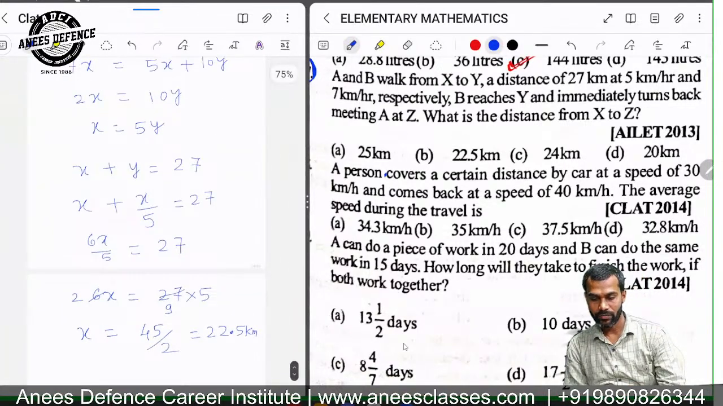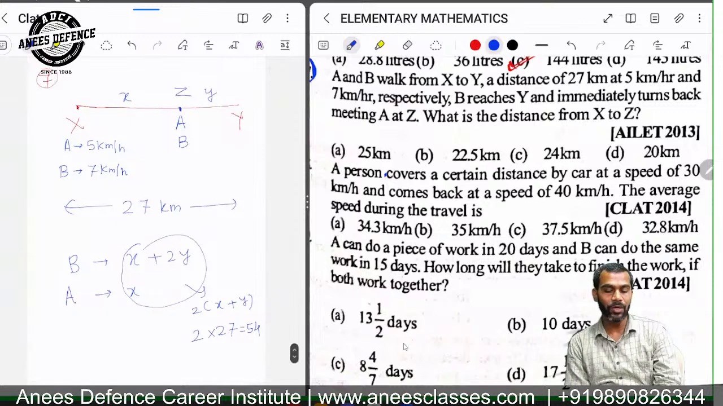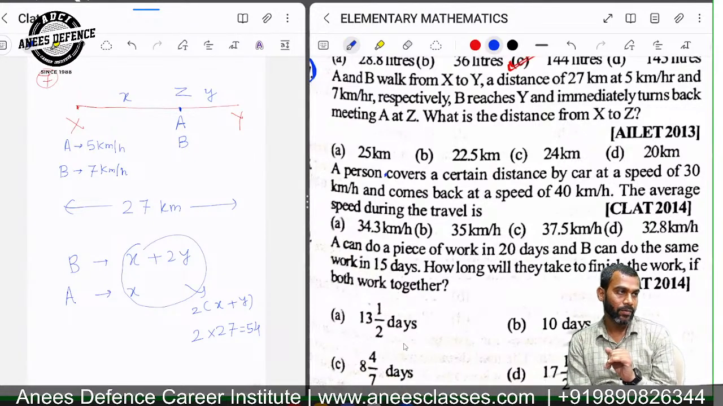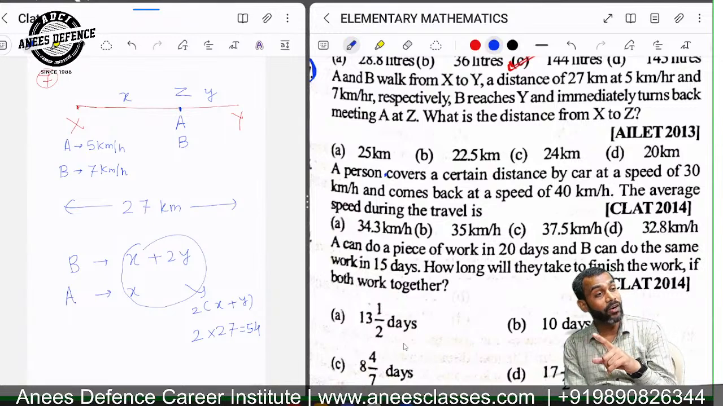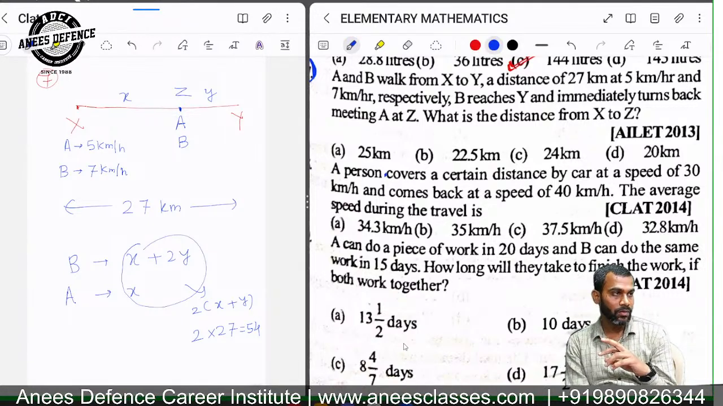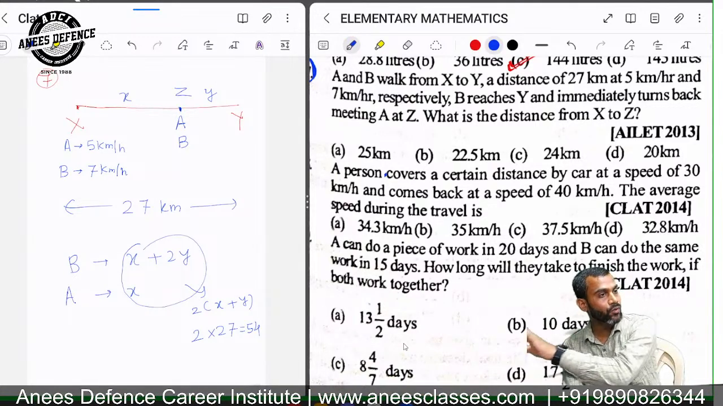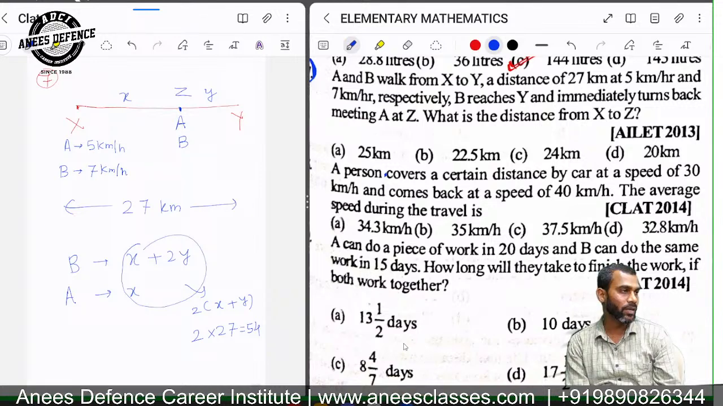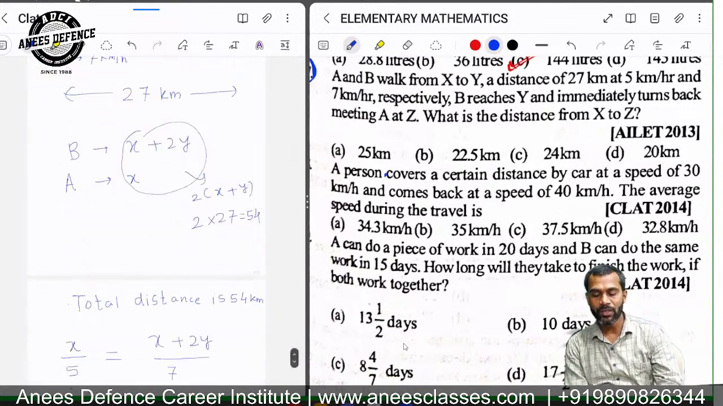I hope it is clear. So what we needed to do, tell me? We had to calculate the total distance covered by B, which is x plus 2y. Y will be covered by B twice. Once while going towards Y, and secondly coming back to Z from Y. I hope it is clear.